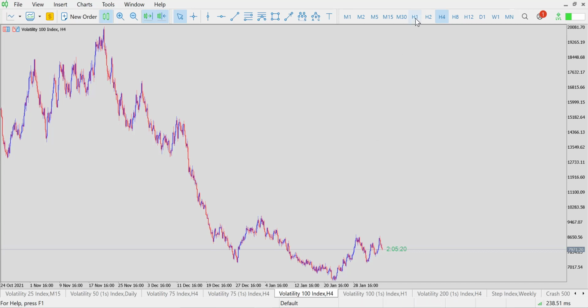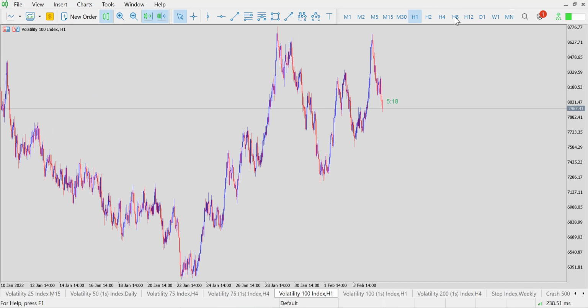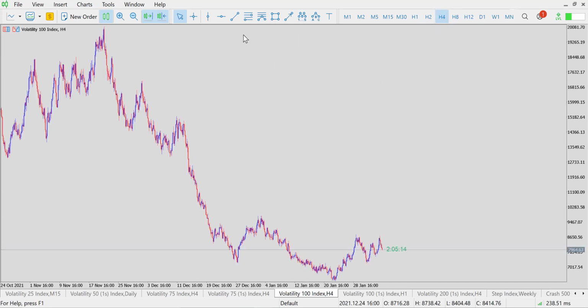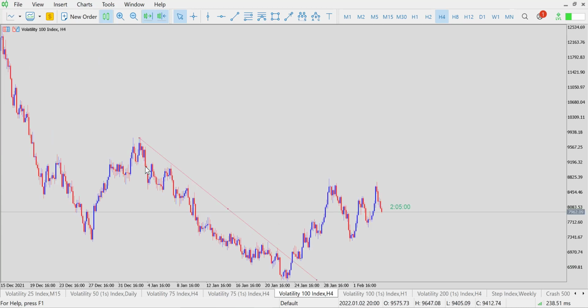So let's just look at the price action here from the higher time frame. Let me use the H4 here. From the higher time frame, I'm looking at the volatility 100 index on H4. Price has been trending to the downside on H4. Price has been in a downtrend. From the H4 there, you can clearly see that the price is going down.